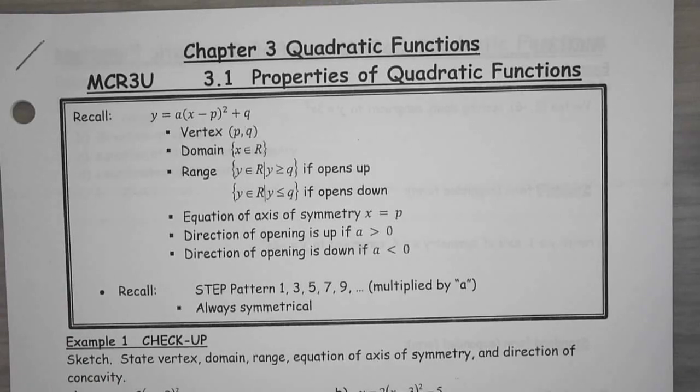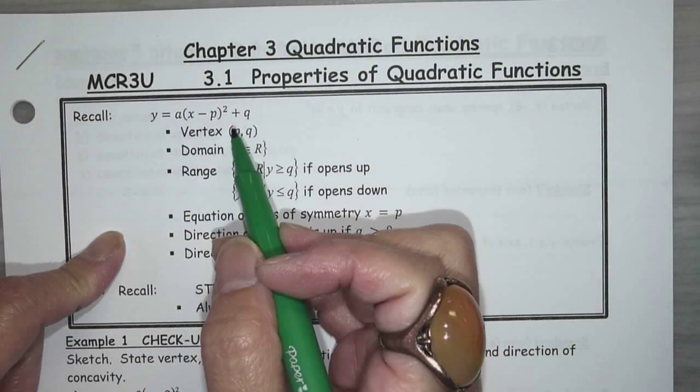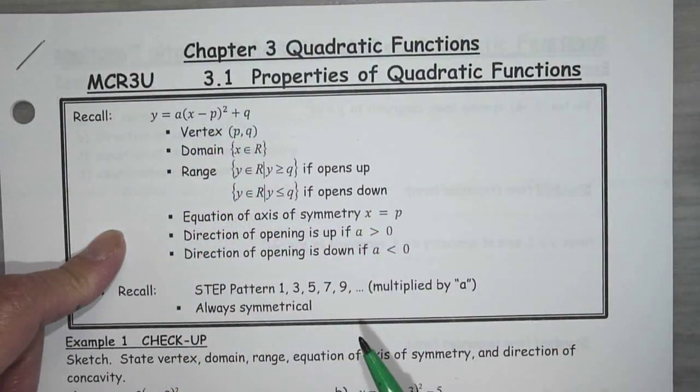Chapter 3 is quadratic functions, and we are back into the quadratic functions that we did do in grade 10. So a lot of this stuff will be review. The first one we're going to do is our recall, so I want you to remember our lovely quadratic in vertex form. You might have used H and K, different letters, same thing.